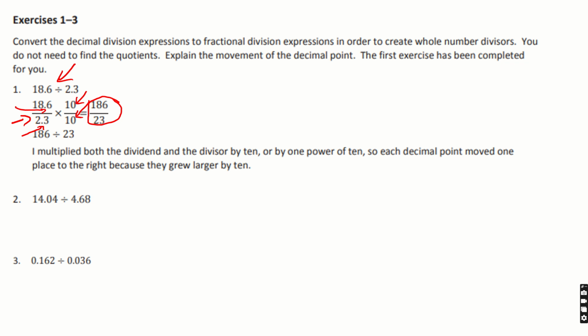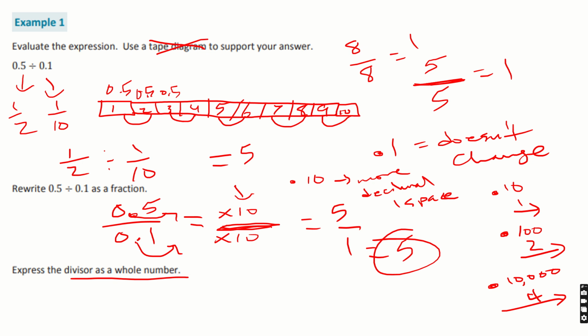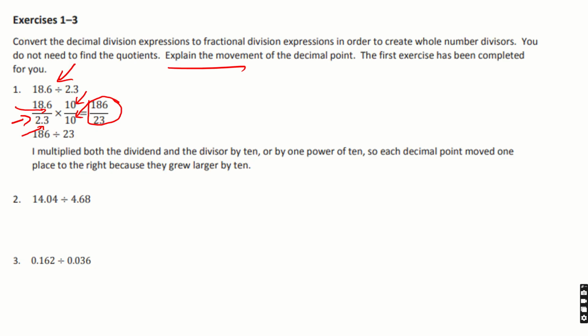And then explain what you did. So in this case, it says I multiplied both dividend and divisor, or the same as saying the top and the bottom, right, by 10, or by 1 power of 10. So each decimal point moved one space to the right, and it grew larger by 10, like we talked about a moment ago, right? Every time that you multiply it by a 1 and zeros, all that does is move the decimal, and you count the number of zeros, and that's the number of spaces you move to the right.